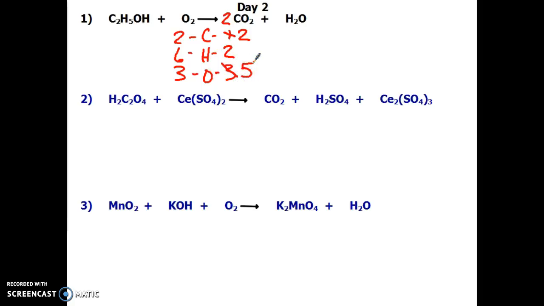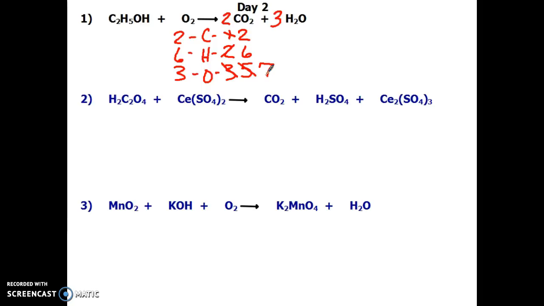Alright, 3 to 5 is kind of difficult to do, so we're going to skip oxygen and go ahead and do hydrogen first. I have 6 on the left and I have 2 on the right, so a coefficient of 3 would change that to 6. And now that would change my oxygen to 4 plus 3 is 7. Now we're kind of at a point where we got an odd number, and we don't know what to do with it. And so what we're going to do is this.